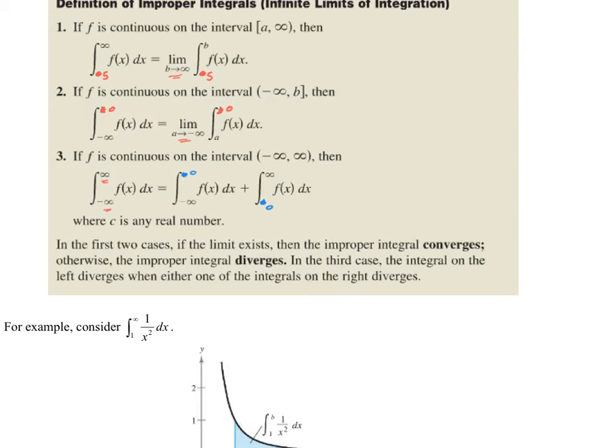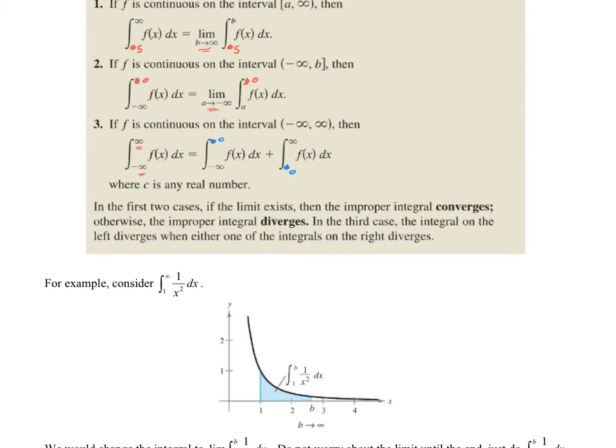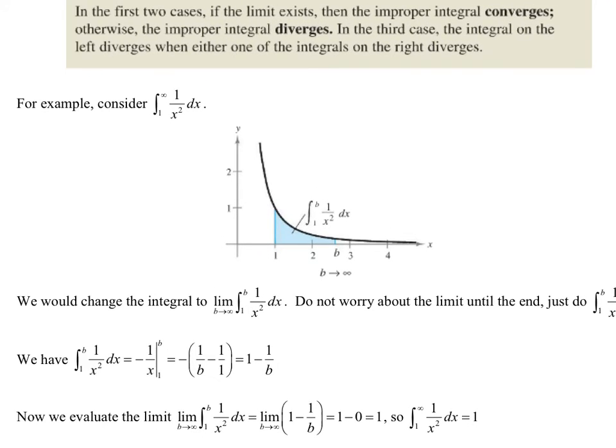And by the way, it says in the first two cases, if the limit exists, then the improper integral converges. So we call it converges if you get a number, a finite number. It says otherwise the improper integral diverges. That would be if you get something like infinity or negative infinity. So converges is when you get a number, diverges is when you get an infinity or negative infinity.